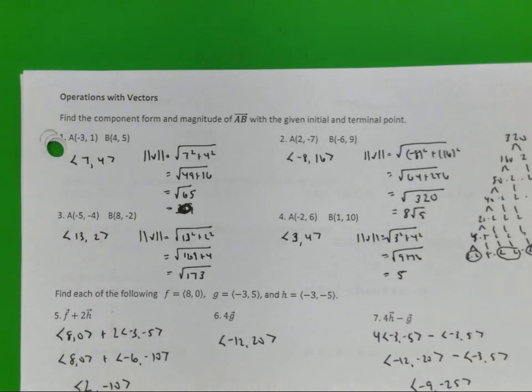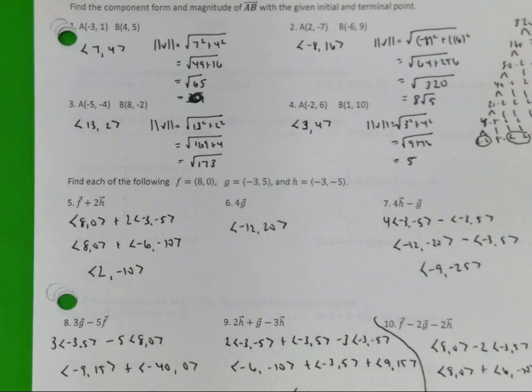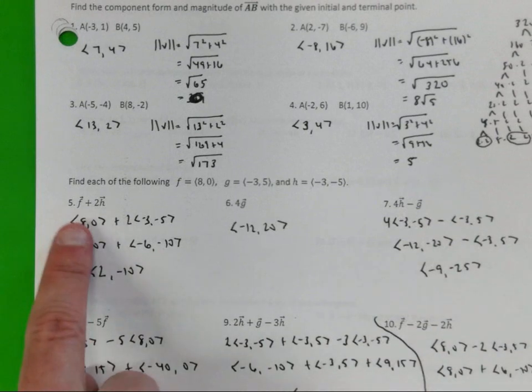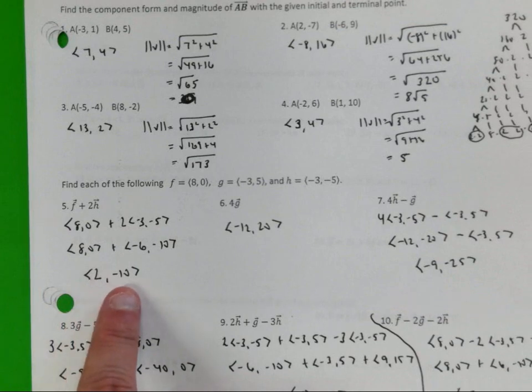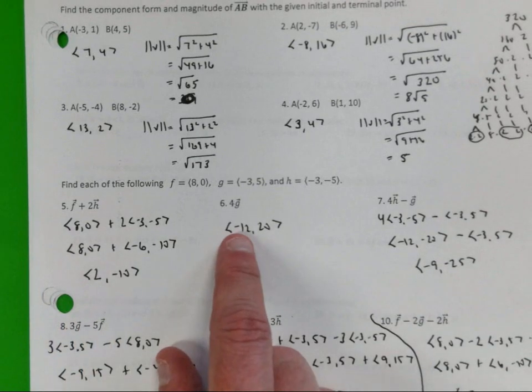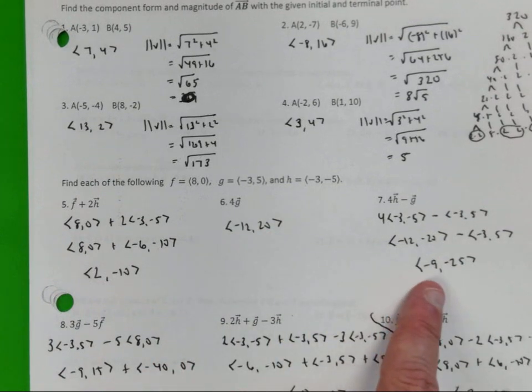Alright. 5 through 10 is operations with vectors. They are presented in component form, so you're going to give your answer in component form. So you got vector F plus 2 times vector H, and I get 2 comma negative 10. Number 6 is negative 12 comma 20. Number 7 is negative 9 comma negative 25.